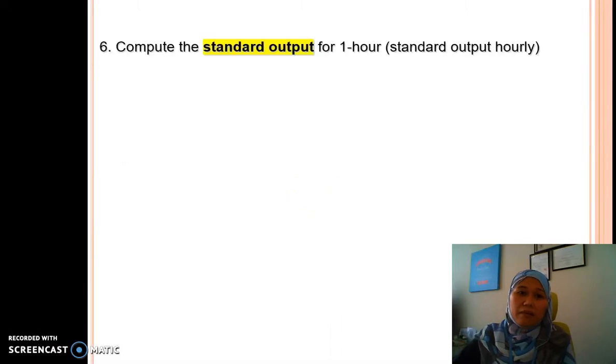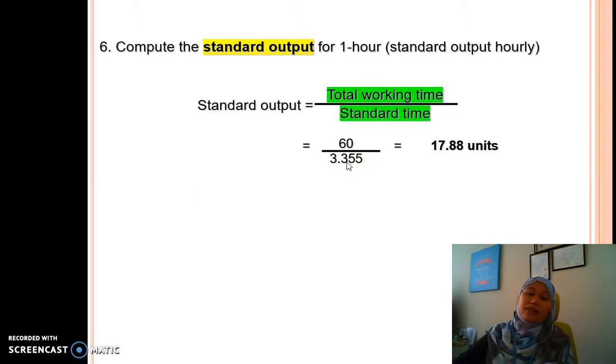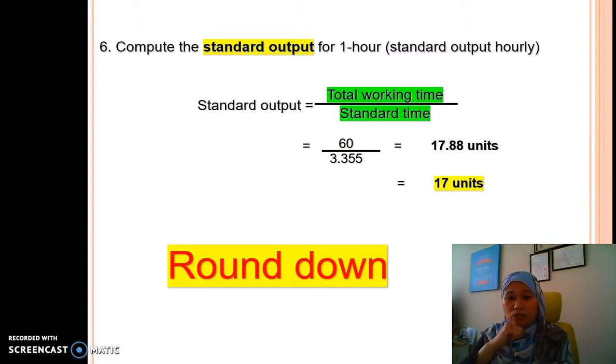Okay, from the standard time, we can compute the standard output for 1 hour, which we call the hourly standard output. Okay, so for 1 hour, how many units can we produce? Okay, we need to know the total working time. For this case, it is 1 hour, so it's 60 minutes divided by the standard time we have calculated earlier. 17.88 units that we can get for 1 hour, but we need to report it as 17 units. Okay, we need to round down because it's in units. We cannot report it as 17.88.